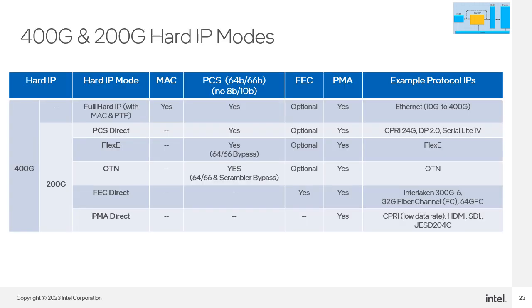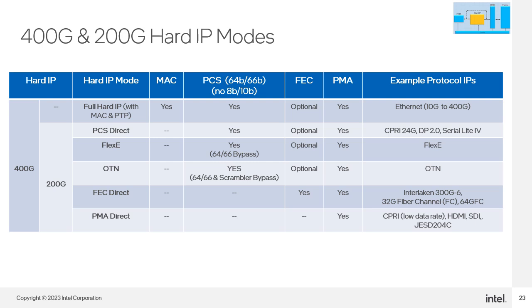This table then shows on which hard IP they are supported and how F-Tile resources are used. Since the 400G hard IP is the only one with a MAC, the full Ethernet stack is only supported there. The 200G hard IP would require additional FPGA logic for MAC functionality. Hard IP modes define how they are fractured and determine the protocol and the number of PMA transceivers needed. There are 6 modes available shown in the table on this slide. The 6 modes are full hard IP, PCS Direct, Flexi, OTN, FEC Direct, and PMA Direct.